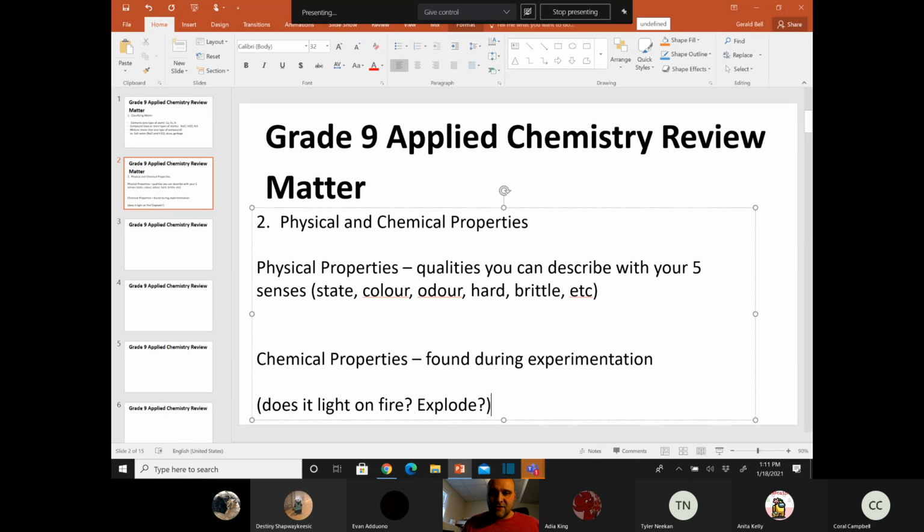So those are all physical and chemical properties. Easy ones. And of course, we're going to apply this here in a second. Things you describe using your senses. And then the other one is found during experimentation.